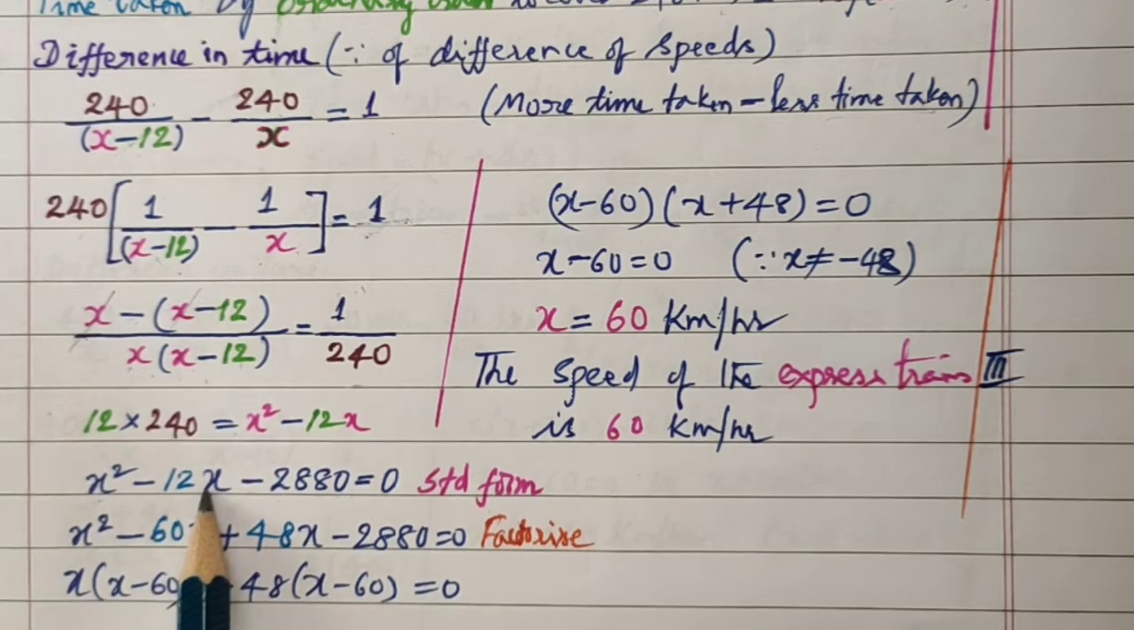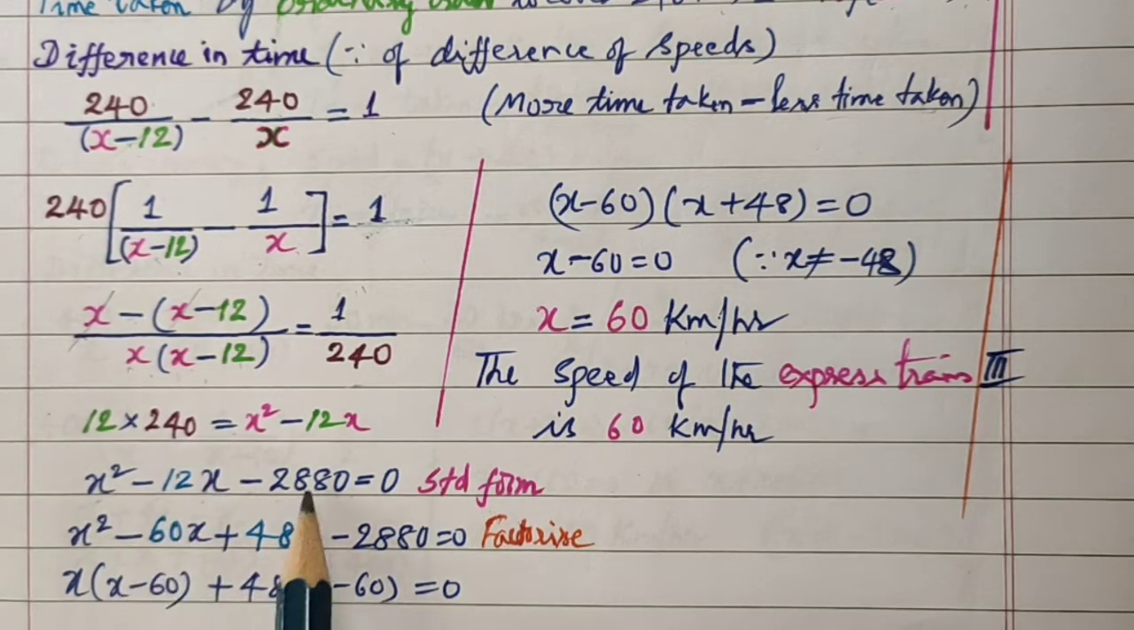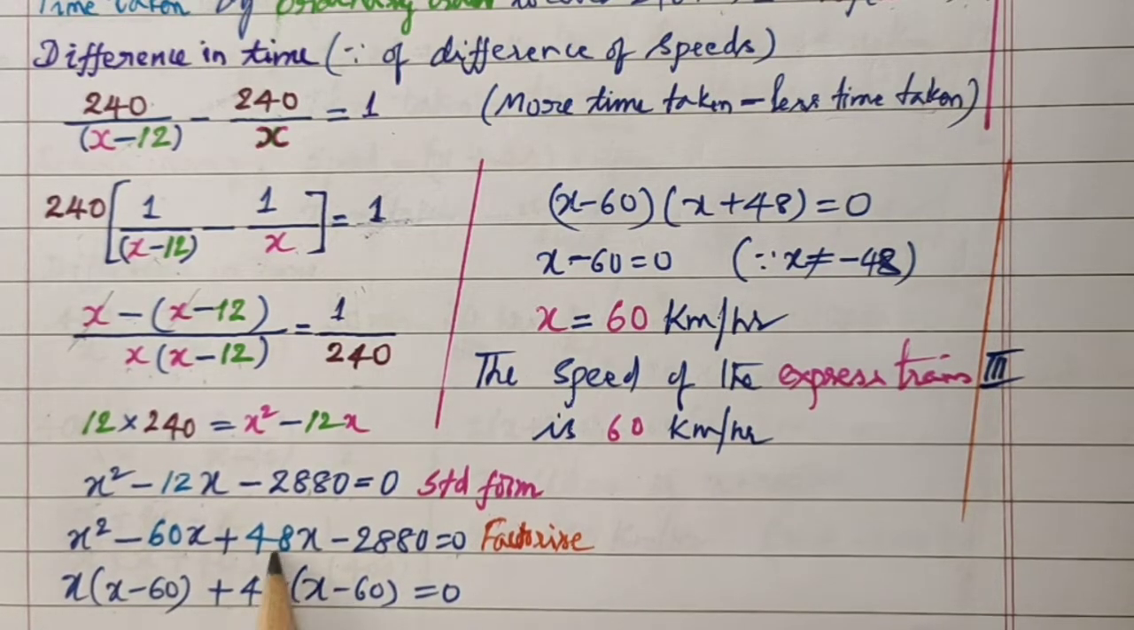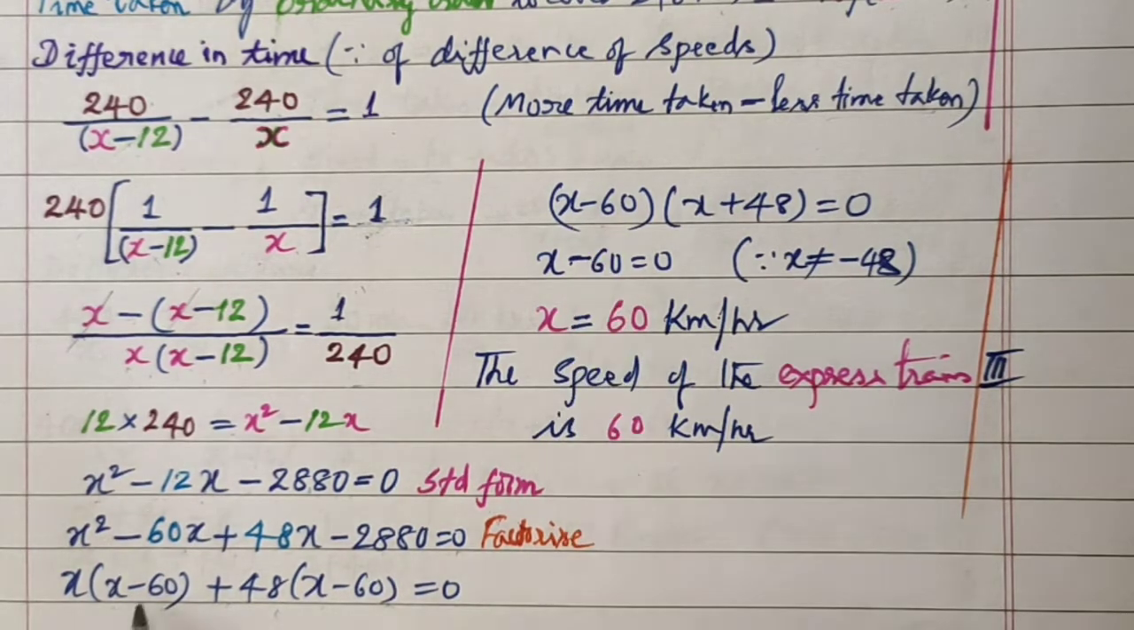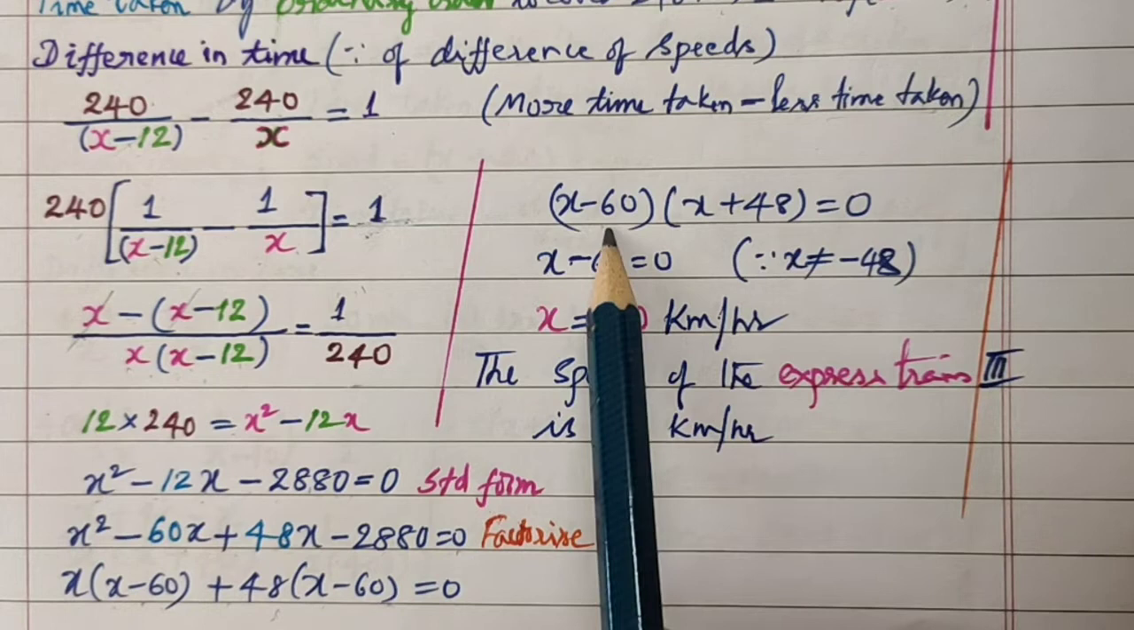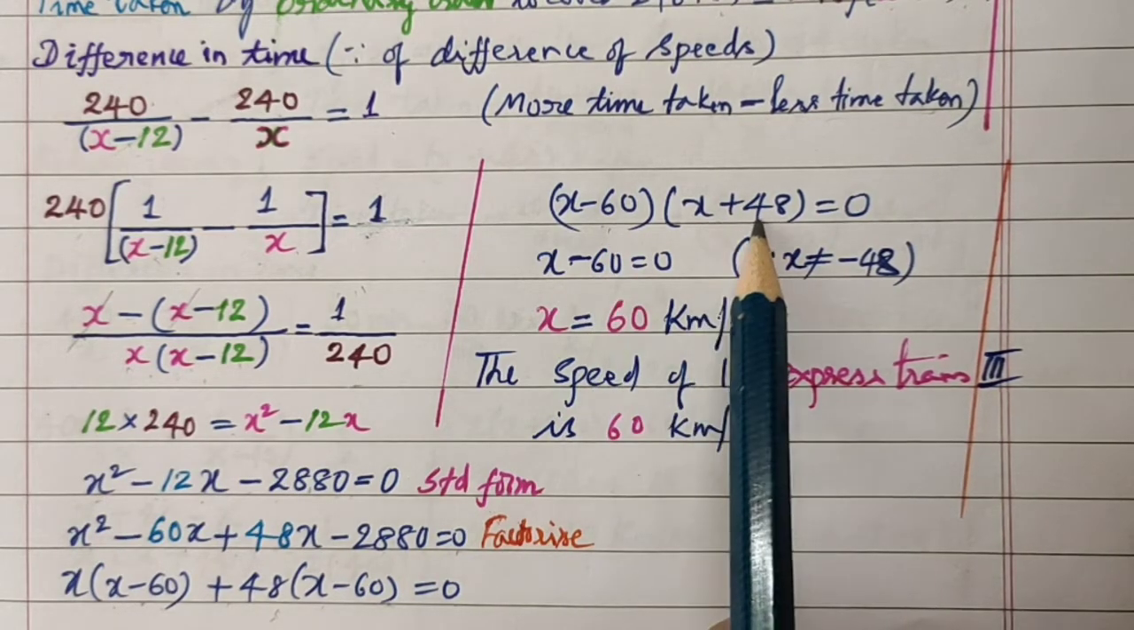Split the center part, this 12x, into two parts in such a way that when you add you get 12 and when you multiply you get the product. So x square minus 60x plus 48x minus 2880 is equal to 0. Take out x as common, x minus 60, plus 48 you take common, x minus 60. If you take out x minus 60 as common, we will be left with x plus 48. X minus 60 into x plus 48 is equal to 0.